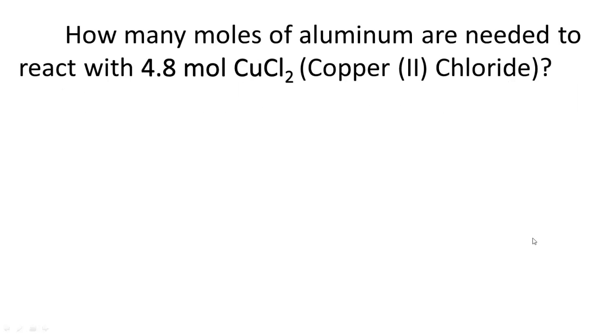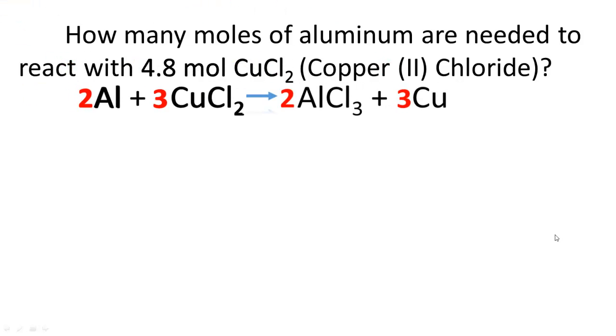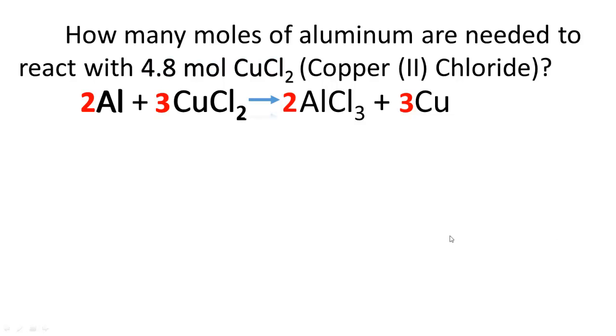So let's try a mole-to-mole conversion problem. This question asks how many moles of aluminum are needed to react with 4.8 moles of copper 2 chloride. Here's our balanced chemical equation that we need to start with. When problem solving, you want to identify what you're starting with, in this case 4.8 moles copper 2 chloride, and where you're headed. In this case, we want to find moles of aluminum. To start with, you'll want to write down the starting value with the unit and the substance. Those are both important. Our units here are moles and the substance is copper 2 chloride.